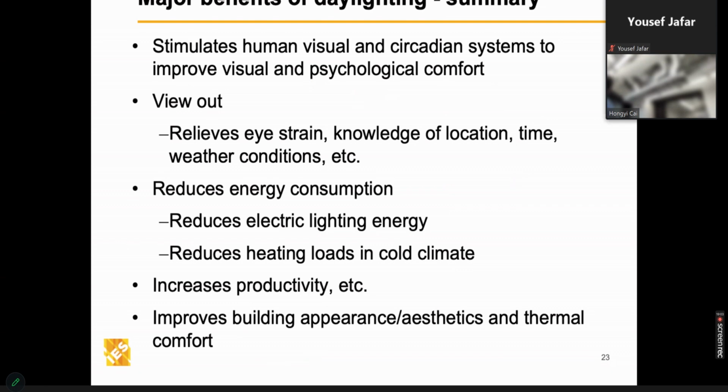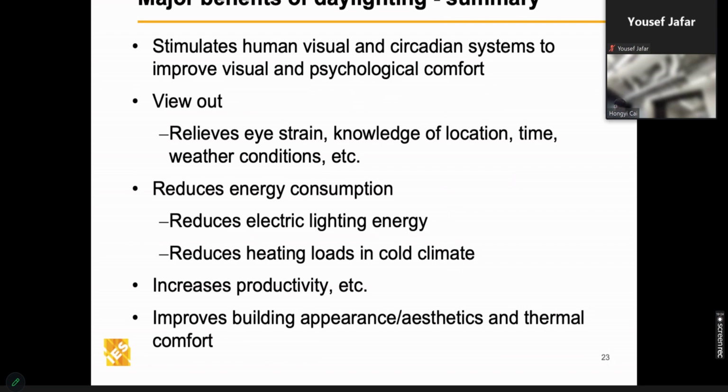That's for them. But for me, with the background of architecture, I believe human health, human needs, and visual comfort will be the top. And then view to outside will be the second, and then you can consider reducing energy. Okay.